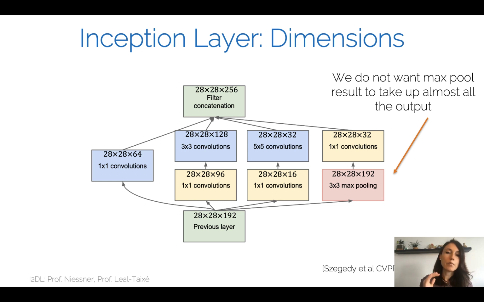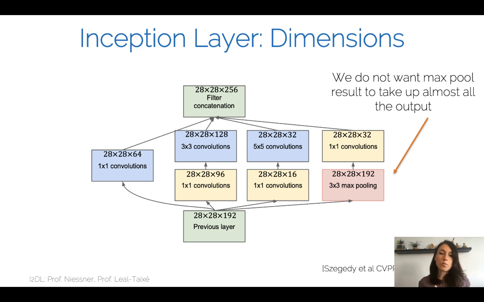This means that the 3x3 convolution now will have much fewer multiplications because they will act on a depth of 96. Since the 5x5 convolutions are even more expensive, I'm going to reduce the size even more and work on a representation of 28 by 28 by 16.